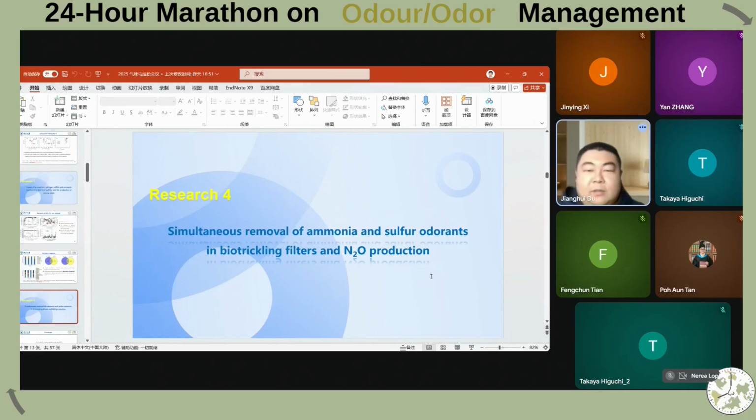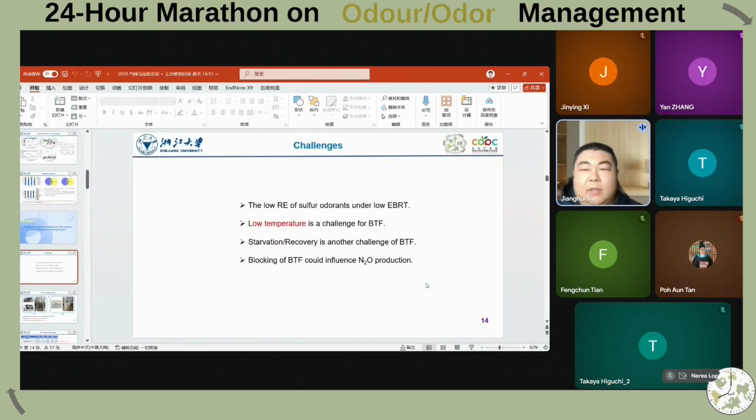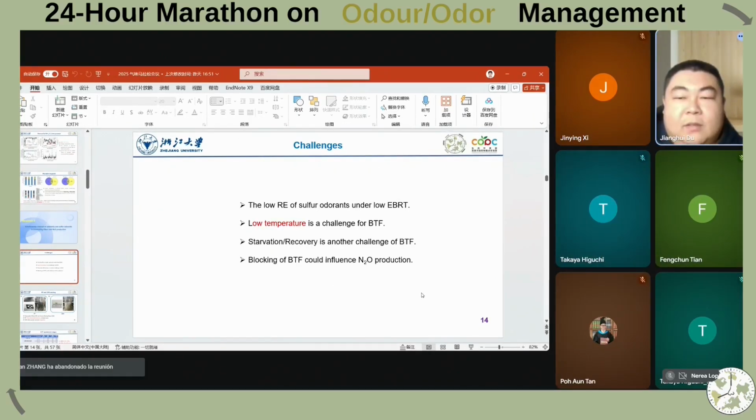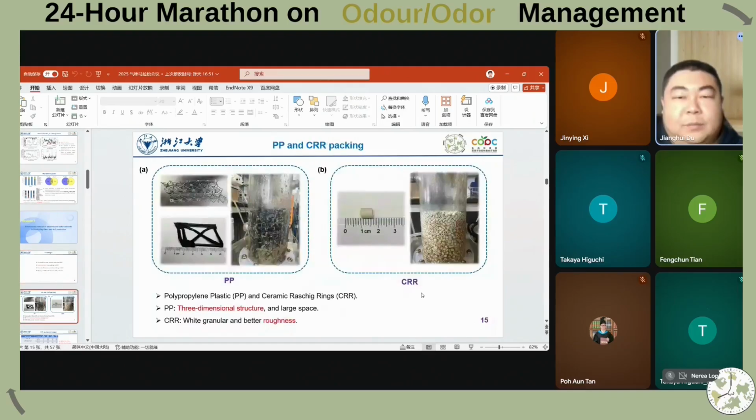In the next work, we researched the simultaneous removal of ammonia and sulfur odorants in BTF and nitrous oxide production. In this work, we faced these challenges. Number one, the low RE of sulfur odorants and the low EBRT. Number two, the low temperature. Number three, starvation and recovery during the BTF operation. Number four, blocking of the BTF will have a bad influence on nitrous oxide production.